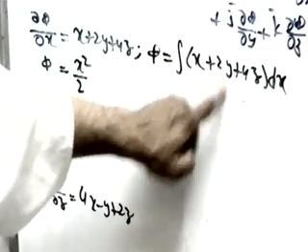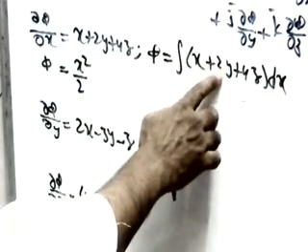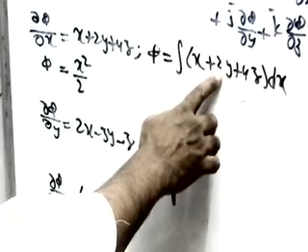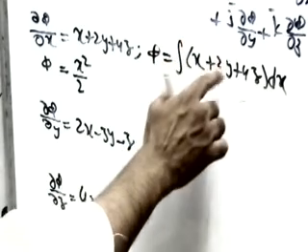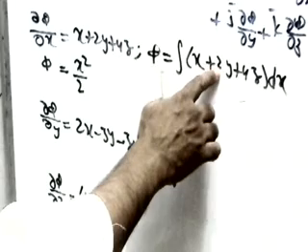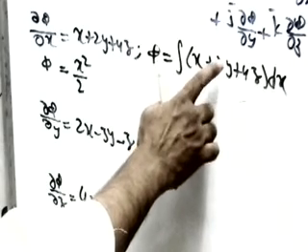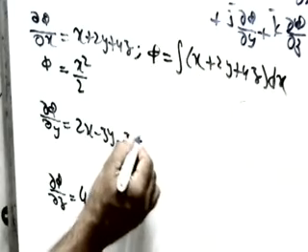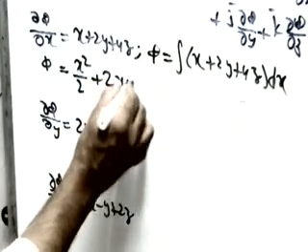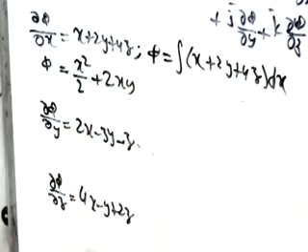Now we have to integrate with respect to x. We don't have x here, that means this is a constant. The integration of a constant is x. Integration of 1 is x, so integration of 2 will be 2x. So this will be plus 2xy.